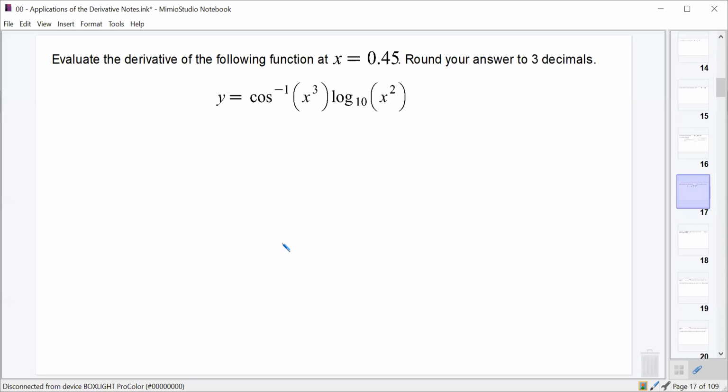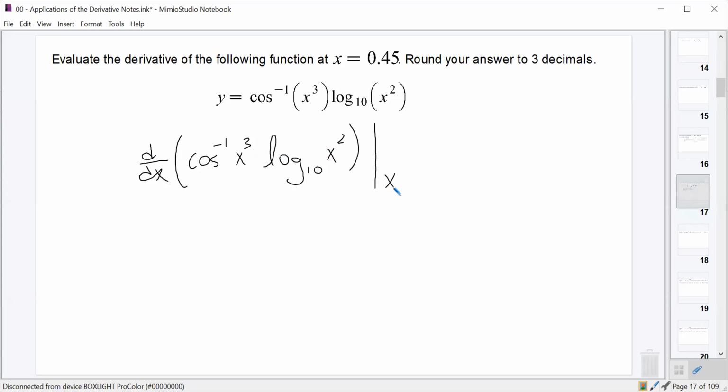So we could say the derivative with respect to x of inverse cosine x cubed times log base 10 of x squared at x equals 0.45 is 3.278925135. We could leave it like that. It specifically asked us to round, so we'll make this 3.27.